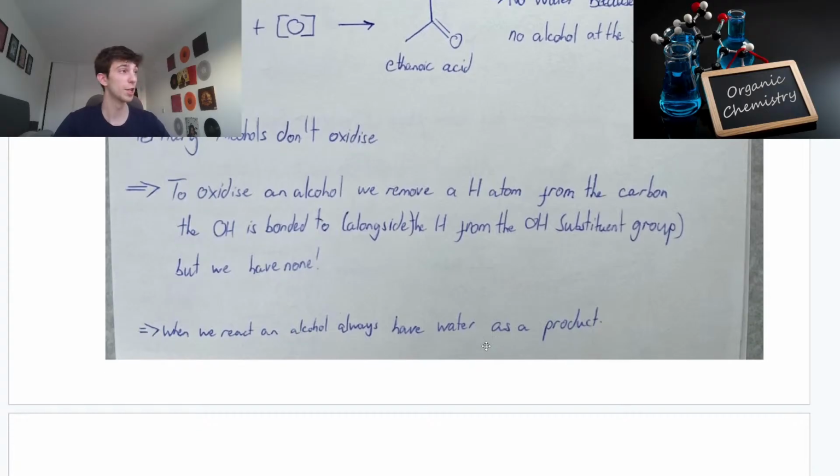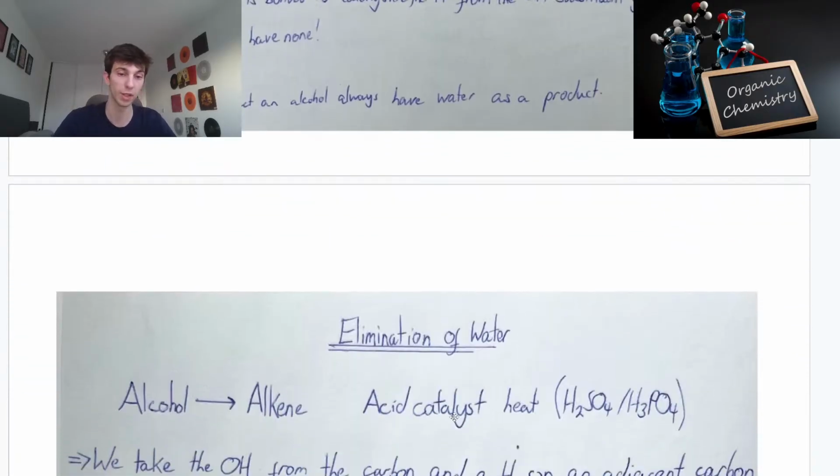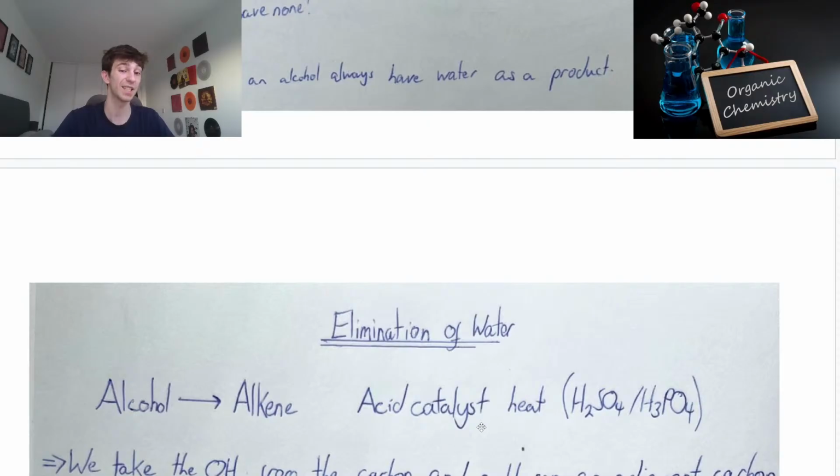So now looking at the elimination of water, we're going from an alcohol to an alkene. All we need for this, guys, is an acid catalyst and heat. This can be sulfuric or phosphoric acid.